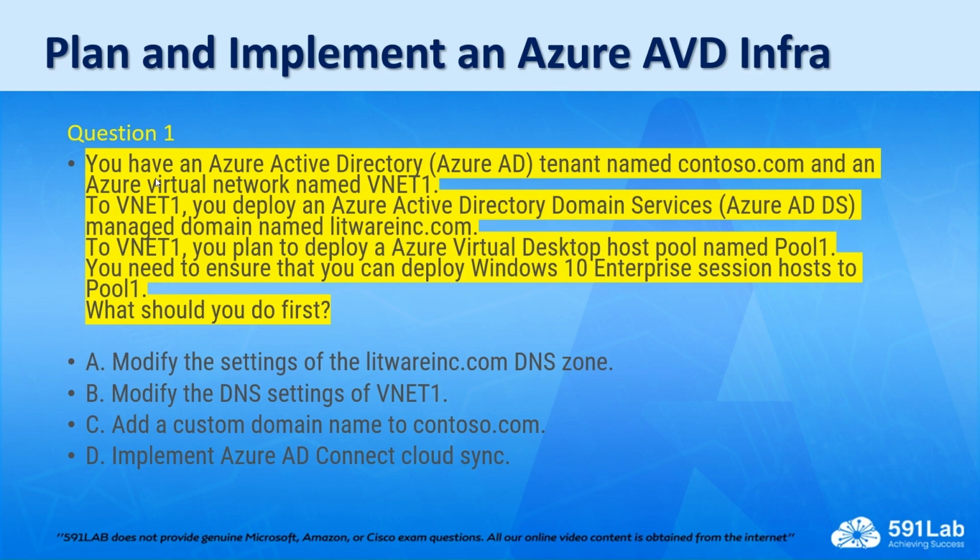A. Modify the settings of the litware.com DNS zone. B. Modify the DNS settings of VNet1. C. Add a custom domain name to contoso.com. D. Implement Azure AD Connect Cloud Sync.